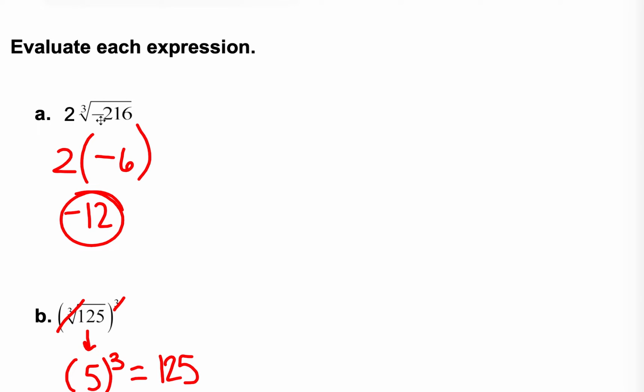Okay, so parentheses. I don't have parentheses, don't have any operations within my problem. So next I'm going to go ahead and evaluate. The cube root of negative 216 is negative 6. Now I'm going to do 2 times negative 6. That gives me the answer of negative 12.